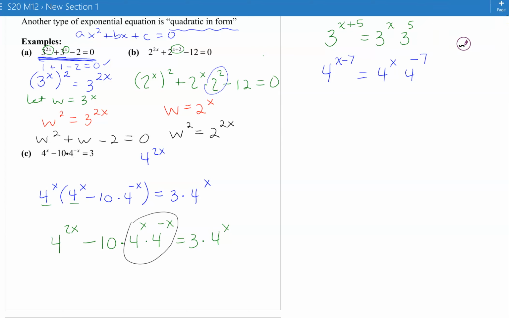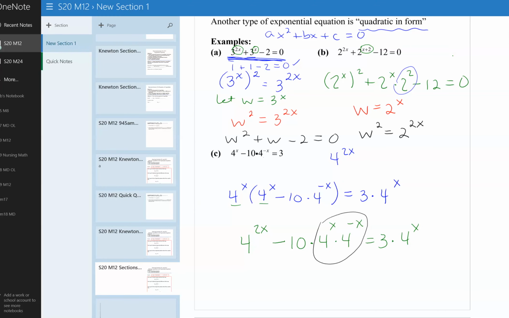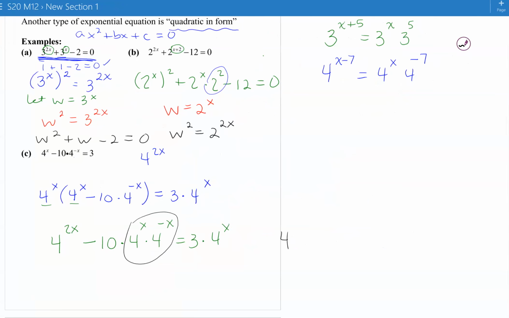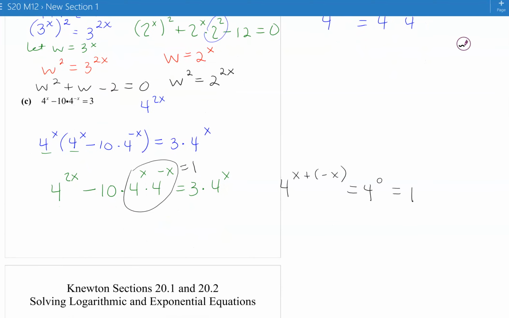Well, let's think about this. So that's going to be 4 to the x plus negative x, right? We add the exponents. Well, x plus negative x is 0, and 4 to the 0 is 1. So this part equals 1. So then these quadratics, we've wanted 0 on one side each time. So I'm going to have 4 to the 2x minus 3 times 4 to the x minus 10 equals 0.